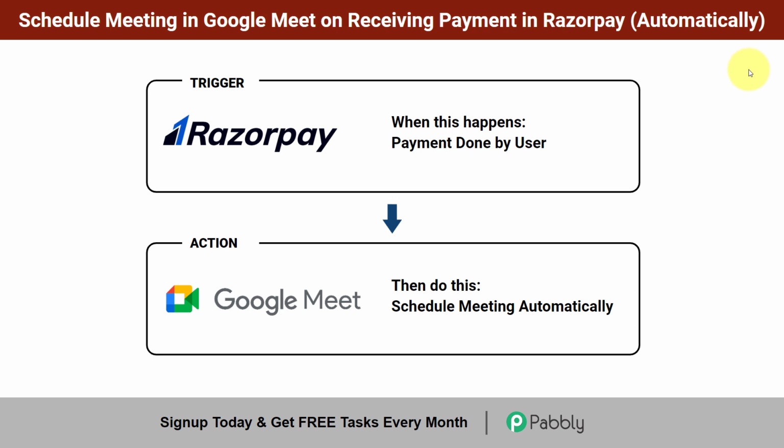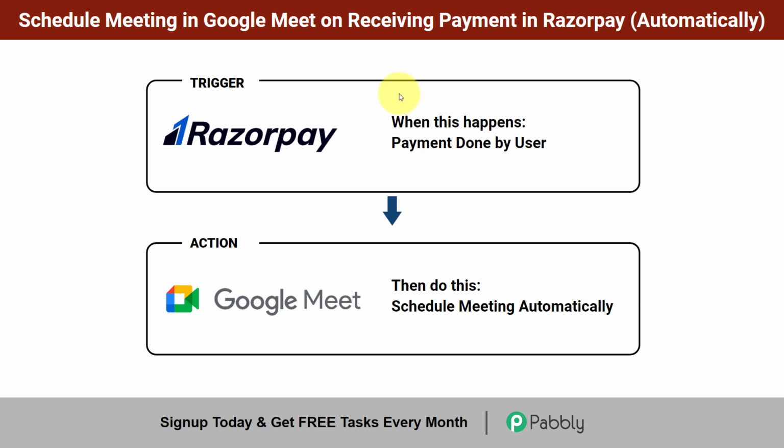So this video is very useful for all the people who are taking online appointments, because here I am going to tell you that whenever a payment is made by a user via the Razorpay payment gateway, how you can automatically schedule a meeting in Google Meet for the same person who has just made a payment, without doing anything manually. Yes, it is possible.